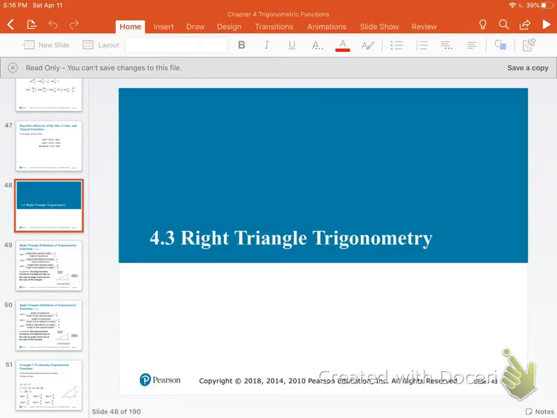Now we know the angles. Let's skip 4.2, the unit circle part, and jump to 4.3, right triangle trigonometry. We will define the 6 trig functions using right triangles. You should know this from Math 6.